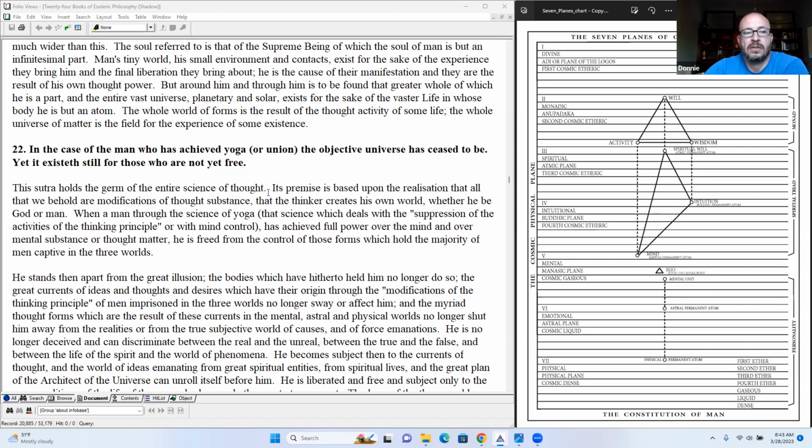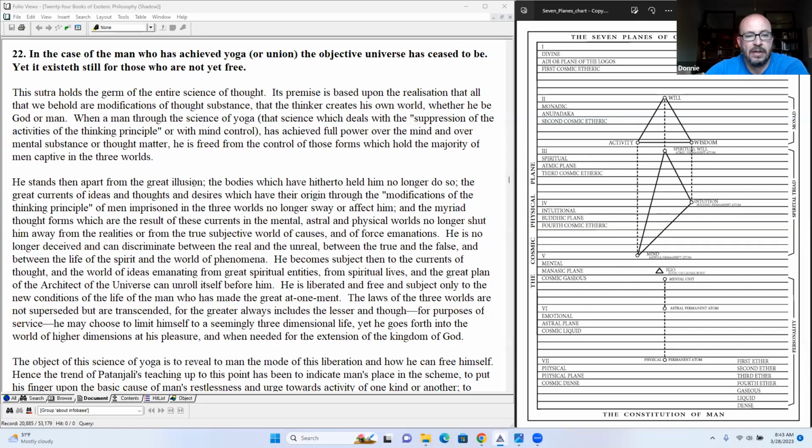I got to go back a little bit and read this again. This sutra holds the germ of the entire science of thought. Its premise is based upon the realization that all that we behold are modifications of thought substance, that the thinker creates his own world, whether he be God or man. When a man through the science of yoga has achieved full power over the mind and over the mental substance or thought matter, he is freed from the control of those forms which hold the majority of men captive in the three worlds. He stands then apart from the great illusion.